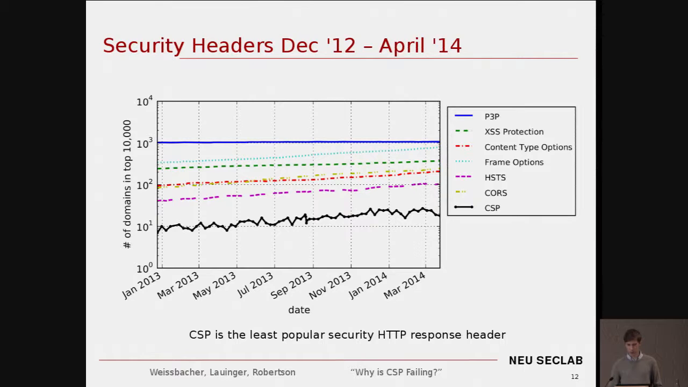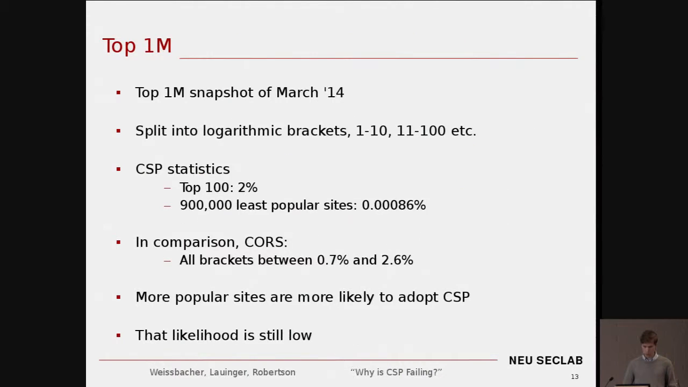And what we also see is that the rate at which CSP is picking up is lower than any other header, even those which are more niche, like for example HSTS. And surprisingly, P3P was the most popular, where most of the policies were actually invalid. It was just a free-form explanation why P3P is not being used, and only a few of those were actually good.